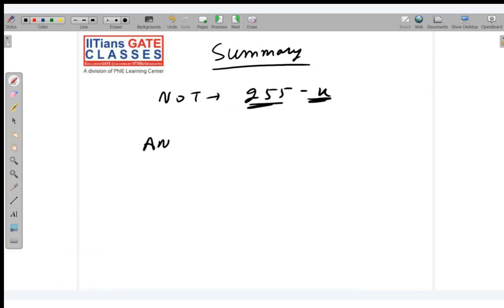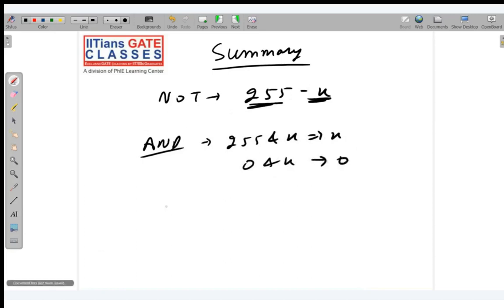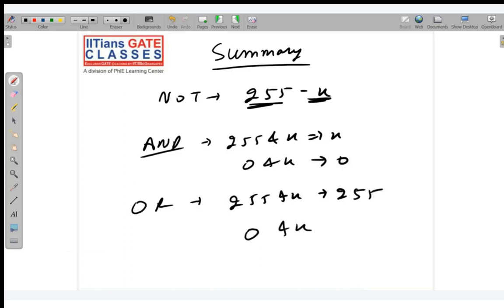For AND operation, if we have 255 and x, you will get x as the answer. If you have 0 and x, you will get 0 as the answer. For OR operation, 255 or x, you will get 255 as the answer. And if we have 0 or x, you will get x as the answer. Sorry, OR, not AND. So 255 or x, 0 or x.